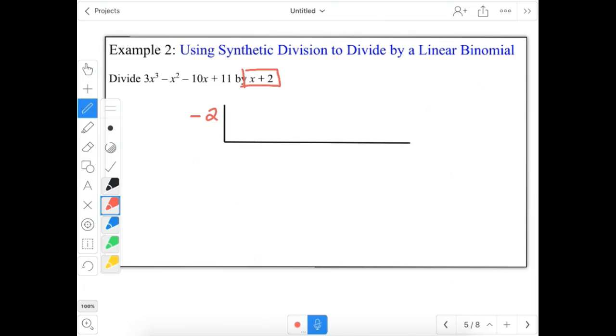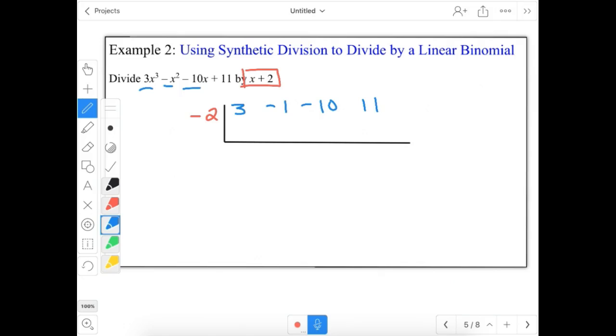So remember, we only have to deal with the coefficients, really the numbers, for any of these. But we have to kind of flip what number is in our divisor. So if that was an x minus 2, then we'd be using a positive 2. Now, what goes on the inside? We have a 3 that comes from here, negative 1, negative 10, and positive 11.